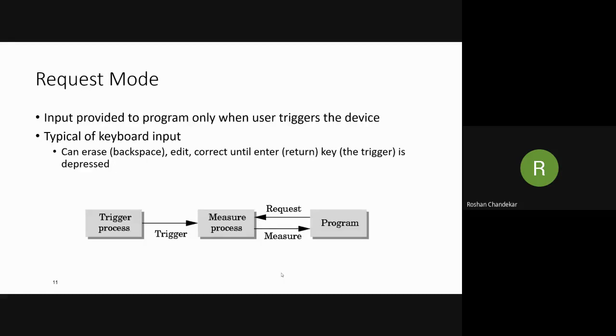Now the request mode. Input is provided to the program only when the user triggers the device, typically keyboard input. When we trigger any input device, it gives the request and a measure to that program. We can erase, edit, and correct, so that we can offer that in triggered devices.